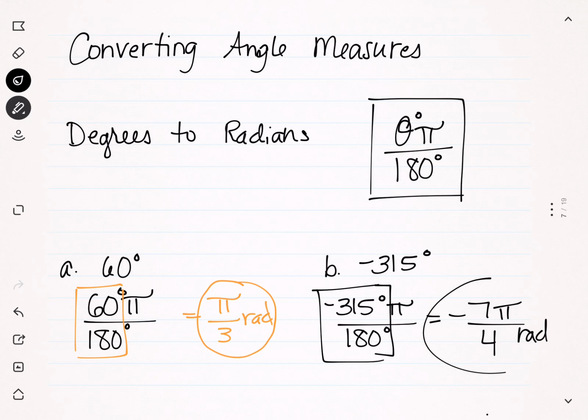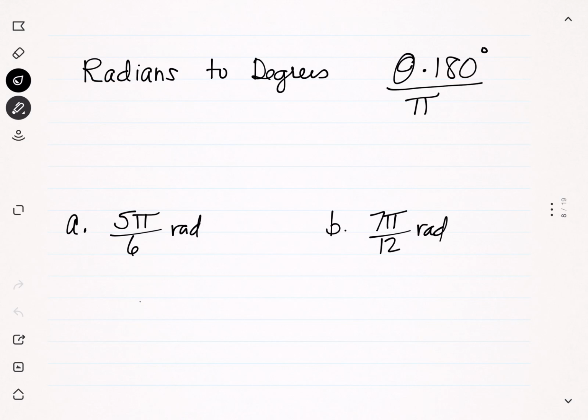Okay, we can also convert an angle measure in radians to degrees. We would use the formula theta measured in radians times 180 degrees divided by pi. So let's try converting a couple angle measures expressed in radians. We'll convert them to degrees.